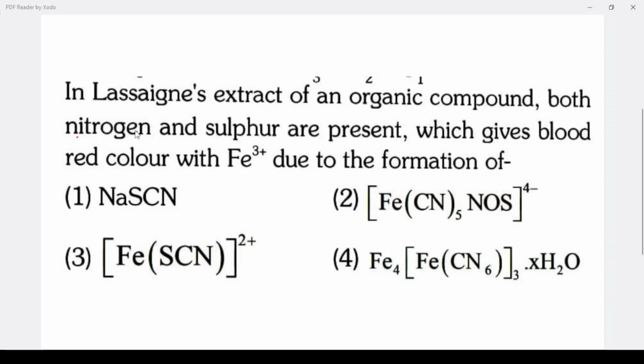In this video, we will discuss another question which was asked in your NEET 2023 exam. First we will see the question, then we will try to find the answer from your NCERT book. Now, what is the question?